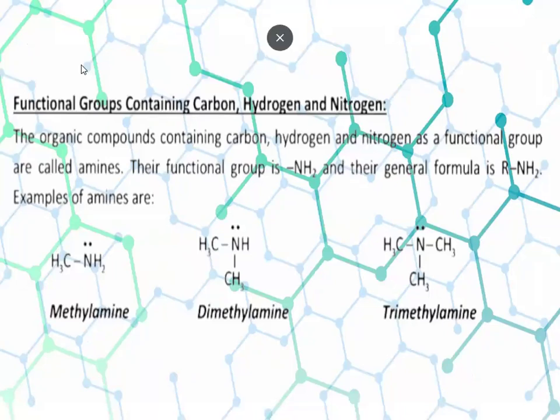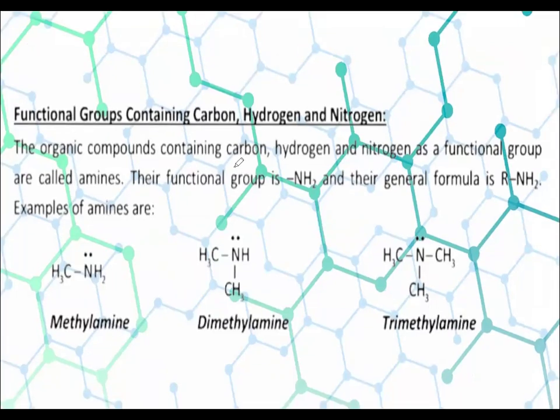We have now the functional group containing carbon, hydrogen, and nitrogen. The organic compounds containing carbon, hydrogen, and nitrogen as a functional group are called amines. As we have discussed, what is the amine functional group? The compounds containing carbon, hydrogen, and nitrogen are called amines. Their functional group is NH2. Whenever you see an NH2 group attached to any carbon-containing compound, organic, and the general formula is RNH2.